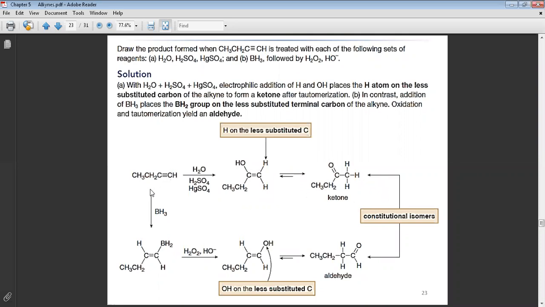Now, look at the second one. The second one is the hydroboration. The BH2 comes to here, and the hydrogen here, meaning opposite to the Markovnikov rule. And you get this compound.